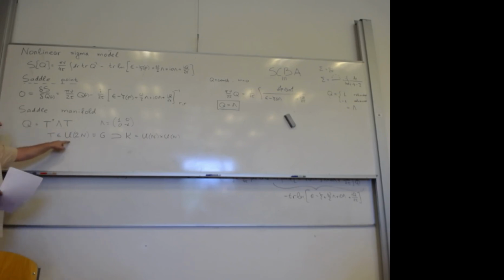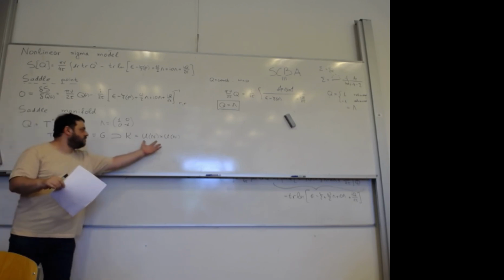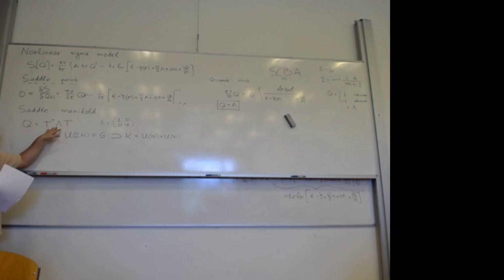But not all of them actually rotate anything. There is a subgroup of these matrices that do not change the value of lambda. That's why we say that matrix Q belongs to a manifold. This is where the word manifold comes from.